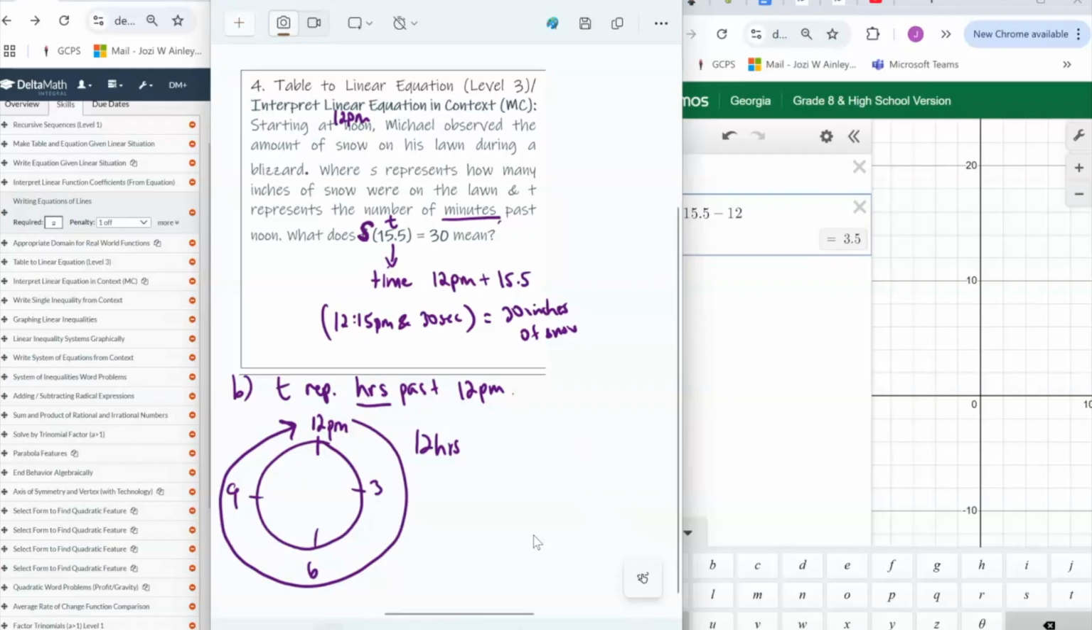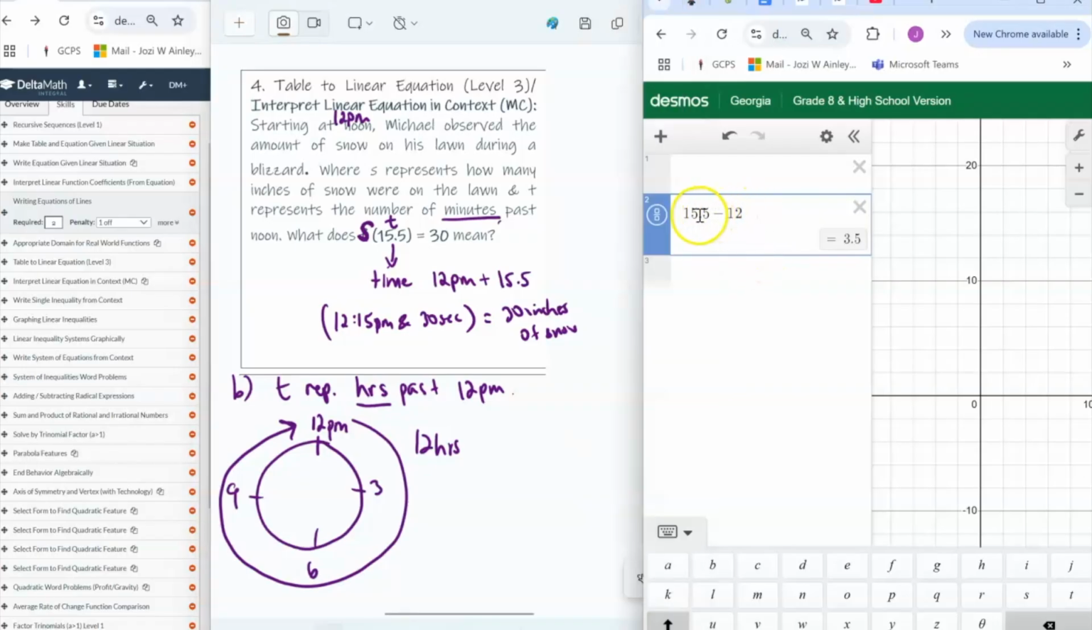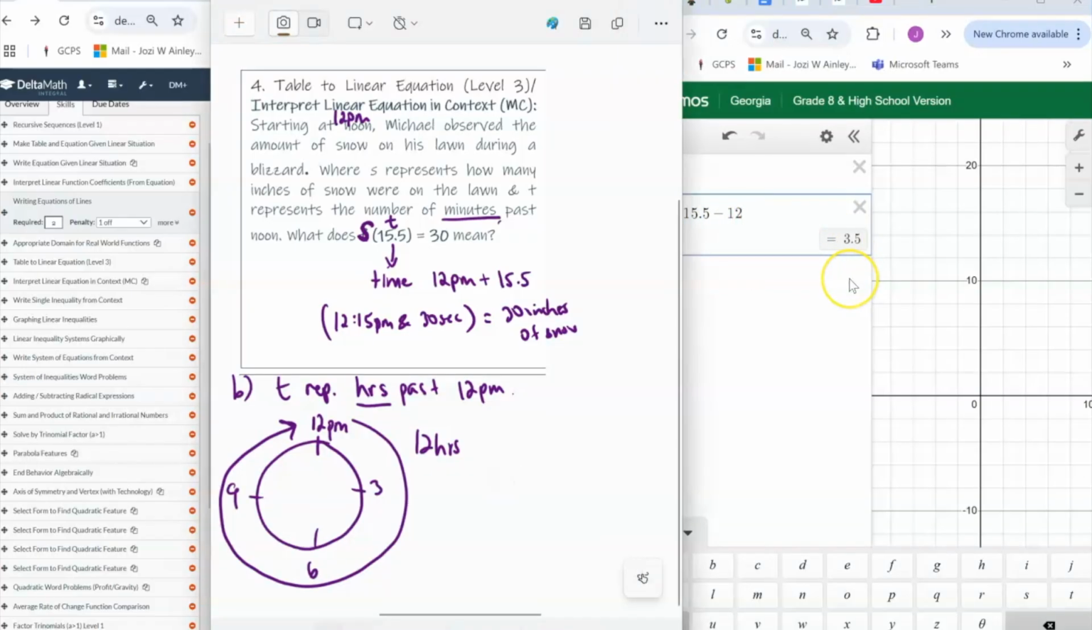So I've done 12 hours. If I subtract 12 hours from the 15.5, I'm left with 3.5 more hours to do. So now I'm back at 12, but it's no longer 12 p.m. What time is it? If I did 12 hours later from p.m., it'll now be 12 a.m., right?